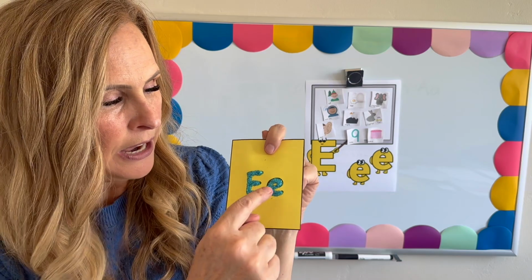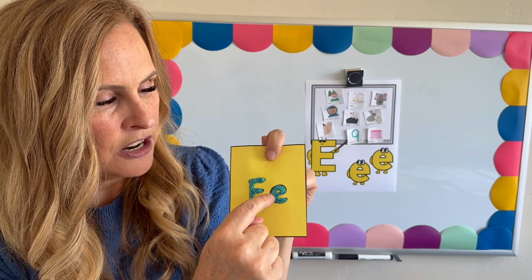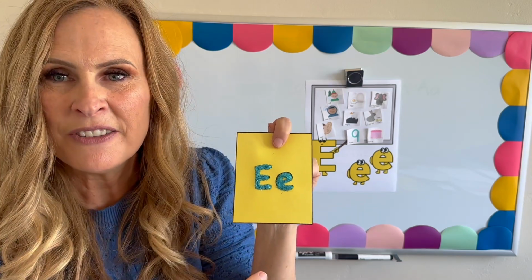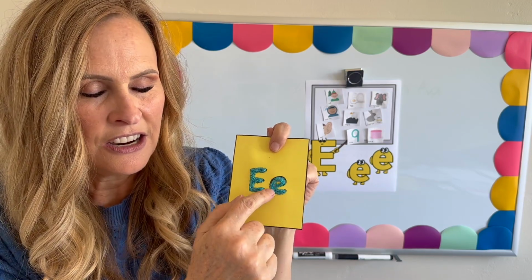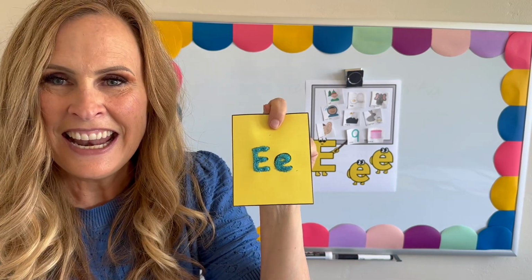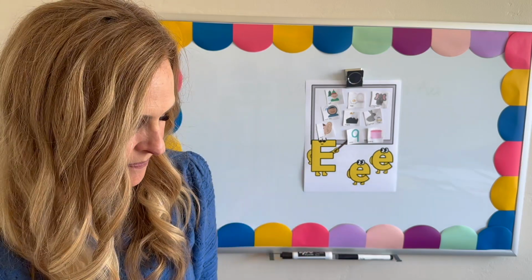Let's do little E. Line across, curve. Now I'll try it with my eyes closed. Line across, curve. I did it. I could feel that bumpy glitter.